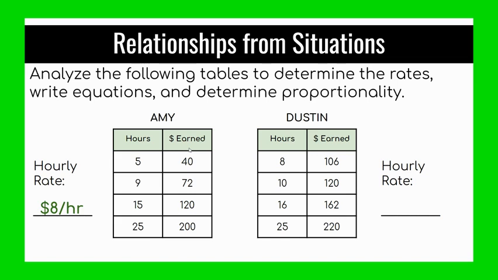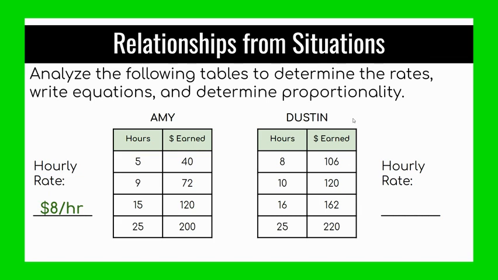Here, when I divide 106 by 8, you get 13.25, but if I do 120 divided by 10, I get $12, and 162 divided by 16 is $10 and 13 cents. So this is not going to be proportional because I'm not getting the same rate each time I divide.